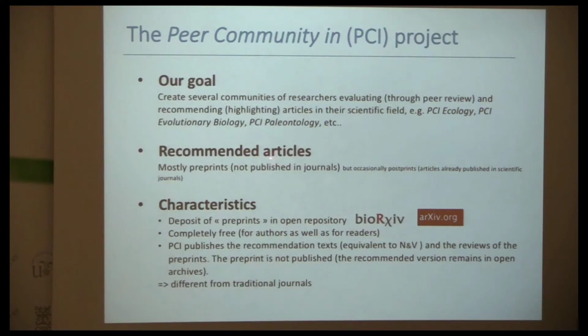So we recommend articles, and it is mostly preprints. So these are papers not published in journals. But we can also highlight postprints, like F1000. I guess several of you know F1000. So we can also highlight postprints, which means articles already published in scientific journals. I will give you the details on how it works.